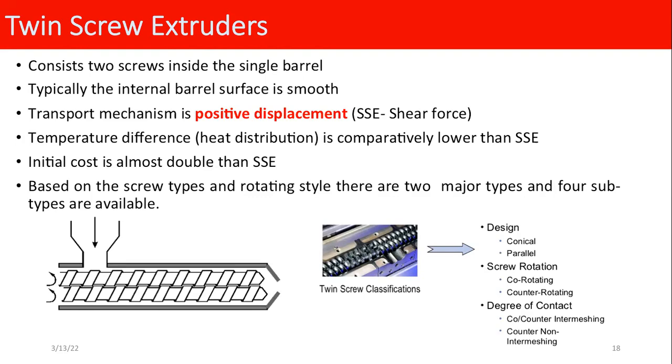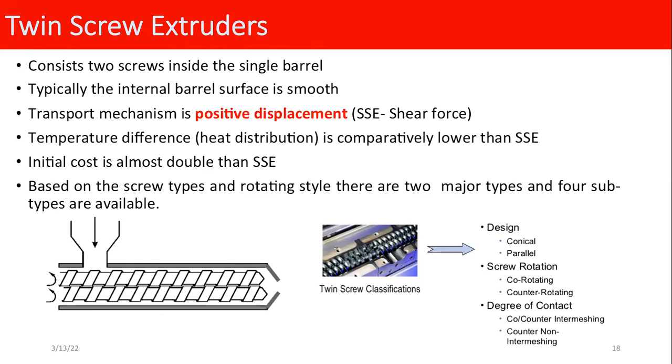Temperature difference, heat distribution is comparatively lower than in single screw extruders. Usually the temperature we use is lower. A lower temperature difference means the temperature is also lower. So in the food industry, we mostly use single screw extruders.